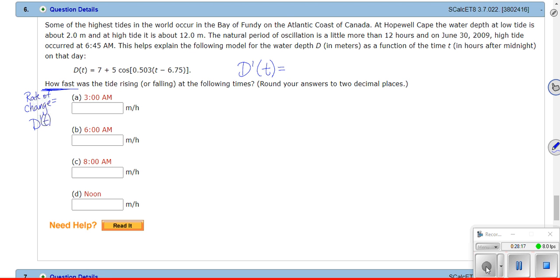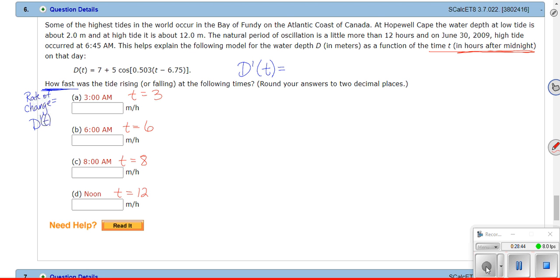So the key here is that time t is in hours after midnight. So here your t is going to be 3. Here your t is going to be 6. Here your t is going to be 8. And here your t is going to be 12. Okay, because the key was time t is in hours after midnight.